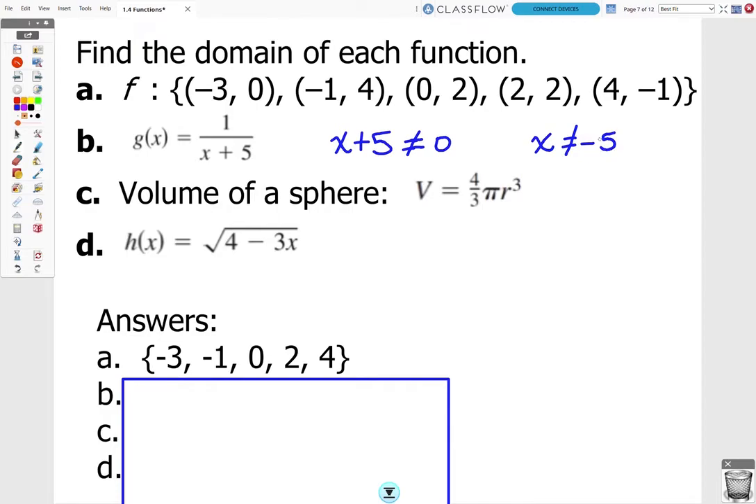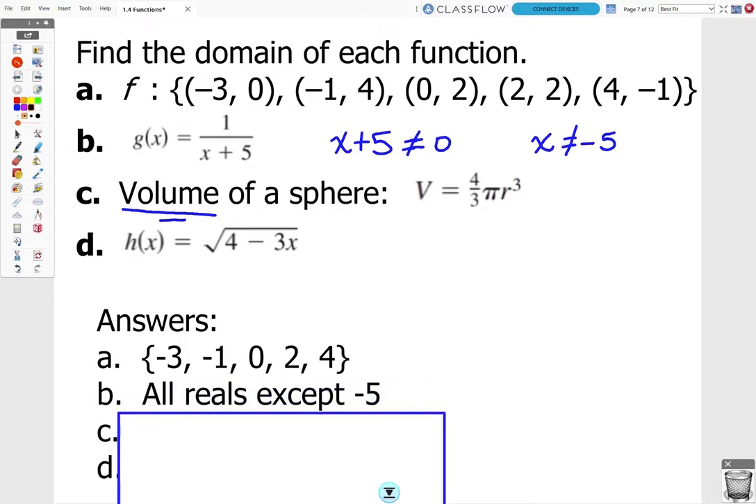Now the next one is the volume of a sphere. Volume of a sphere, well, there's no division where the bottom of my fraction can be equal to 0, so I can't necessarily have division by 0 here. But the key, and remember what we talked about, we're talking about implied domain. We're talking about volume. Volume has to be a positive value.